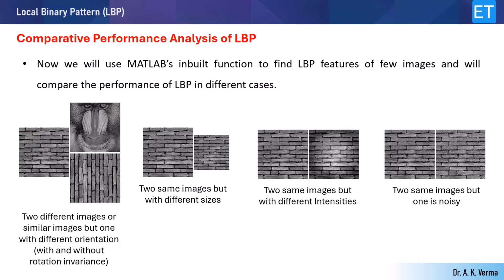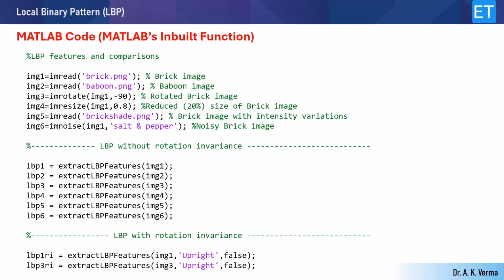Now come to the MATLAB code which will compare all these cases. Here I have the first image, the brick image, then the second image, the baboon image, and the third image is obtained from the first image by rotating it by 90 degrees. The fourth image is reduced in size, and the fifth image is the brick shade image, I mean the image of brick which has a different illumination. The last image is corrupted with pepper noise. So I have taken all the cases of the image which I have just explained.